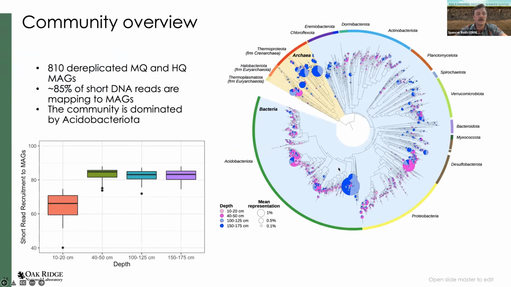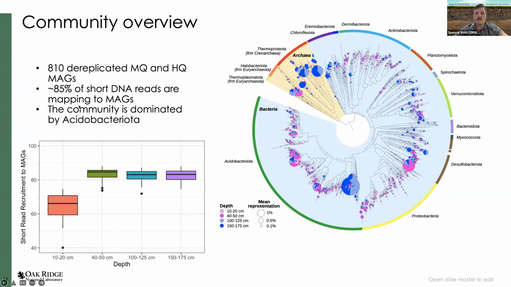And so we've generated a data set of 810 dereplicated medium and high quality MAGs from the SPRUCE sites, which are represented in this very busy phylogenetic tree here. A couple of takeaways from this: they come from both the bacteria and archaea, 2 domains of life. You can see that the Acidobacteriota make up a large portion of our MAG data set, as well as Proteobacteria, Desulfobacterota, and then several MAGs from groups that are methanogenic.